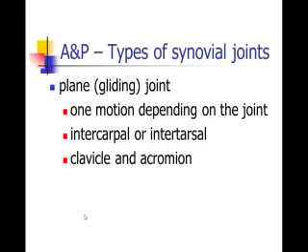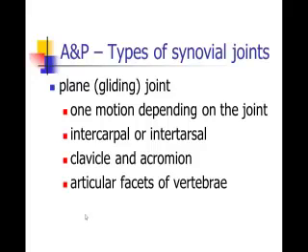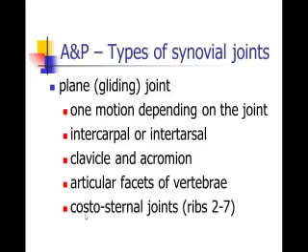The clavicle to the acromion is considered a plane joint. And a really good one, the one that I think sort of visually is easiest to relate to, are the articular facets of the vertebrae. They allow for motion in one direction typically. Also the costosternal joints for ribs 2 through 7. Remember that rib 1 becomes fused, and ribs 8 through 10 don't actually articulate directly with the sternum, and 11 and 12 don't articulate anteriorly at all.